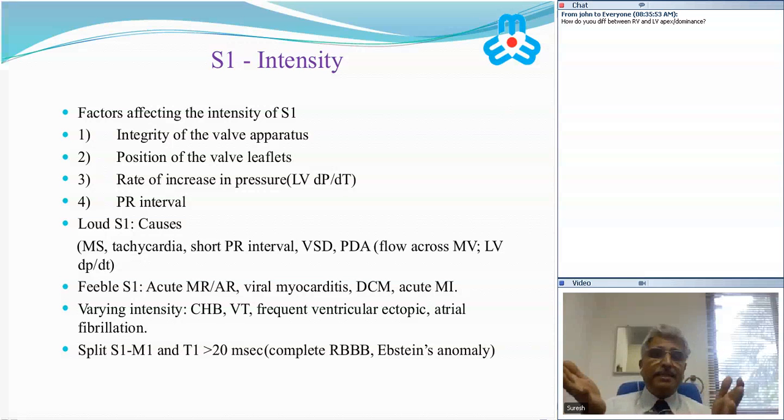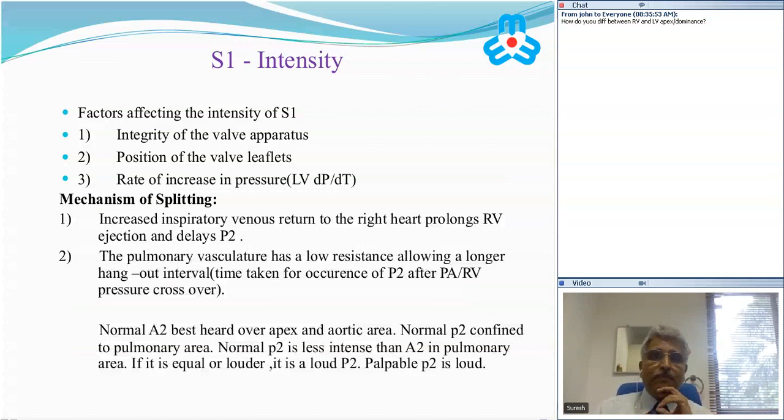Same thing in ventricular tachycardia, because there is an AV dissociation and the atrial and ventricular contractions are unrelated, or in frequent ventricular ectopics or in atrial fibrillation. So a varying intensity is the feature in these conditions. We also said that the first sound could be split. We explained why you don't normally hear the split, because the M1 T1 interval is rather narrow, and if it's more than 20 milliseconds, you are able to appreciate it. This could be heard in complete right bundle branch block or Ebstein's anomaly.